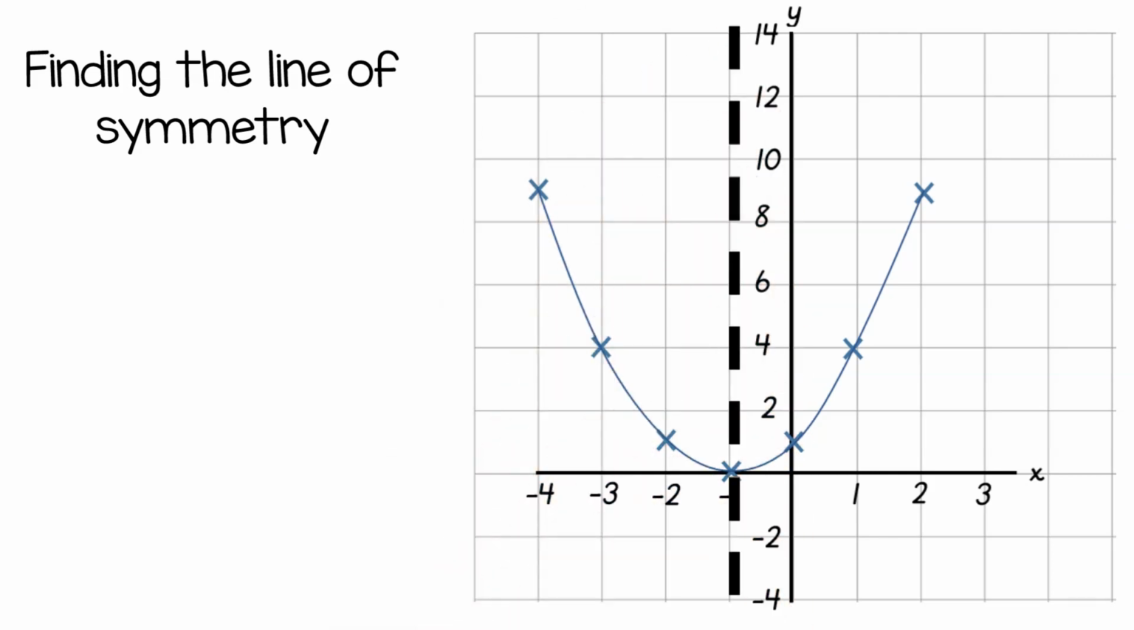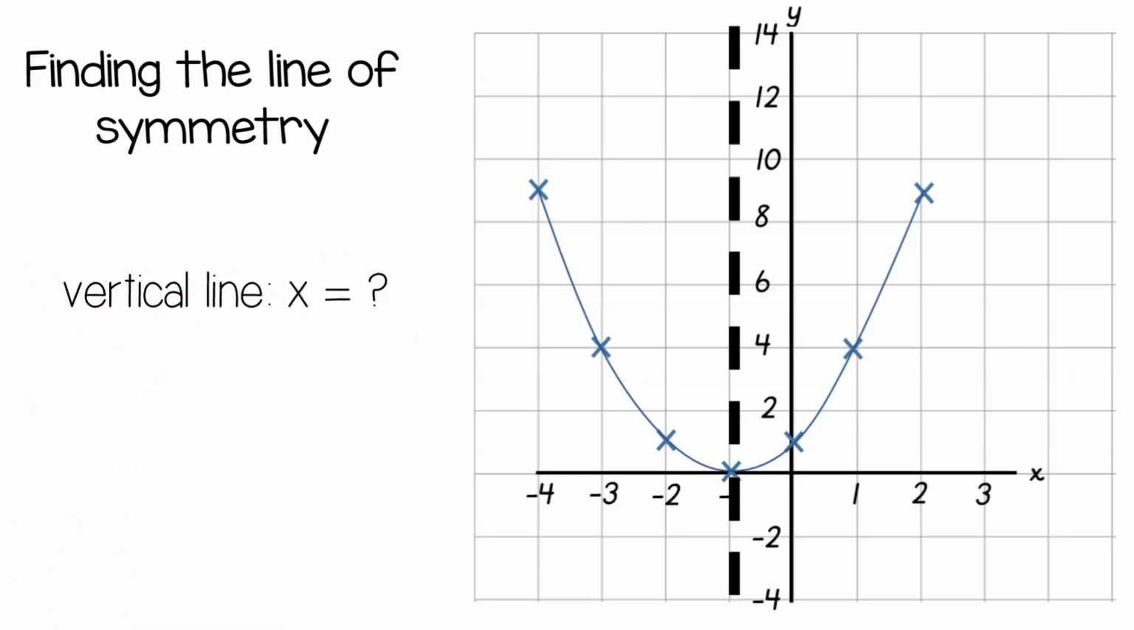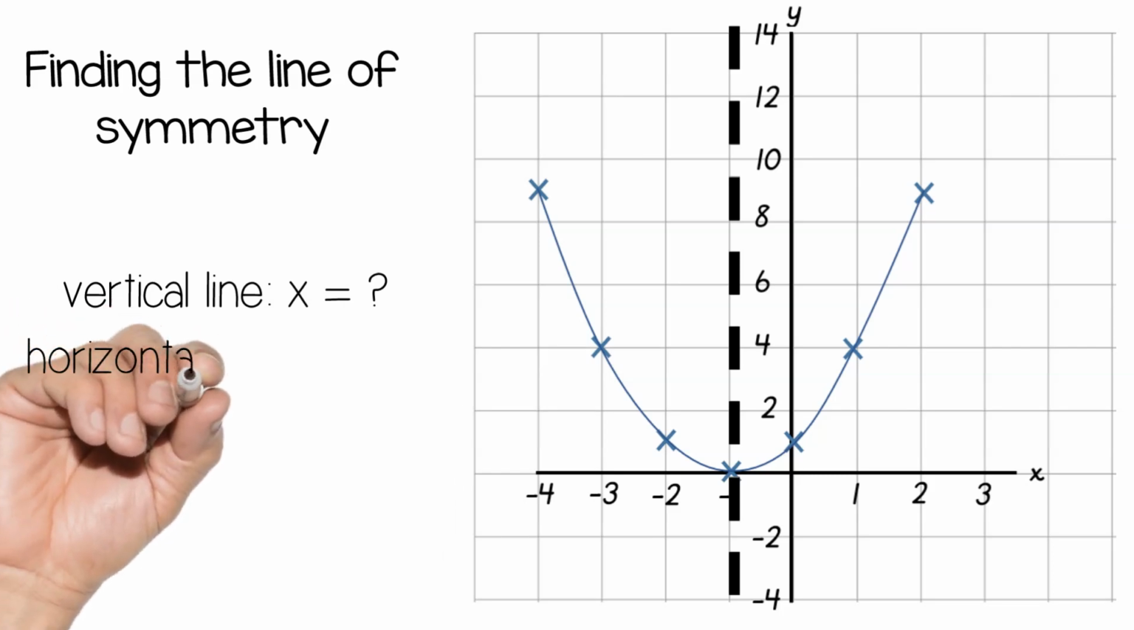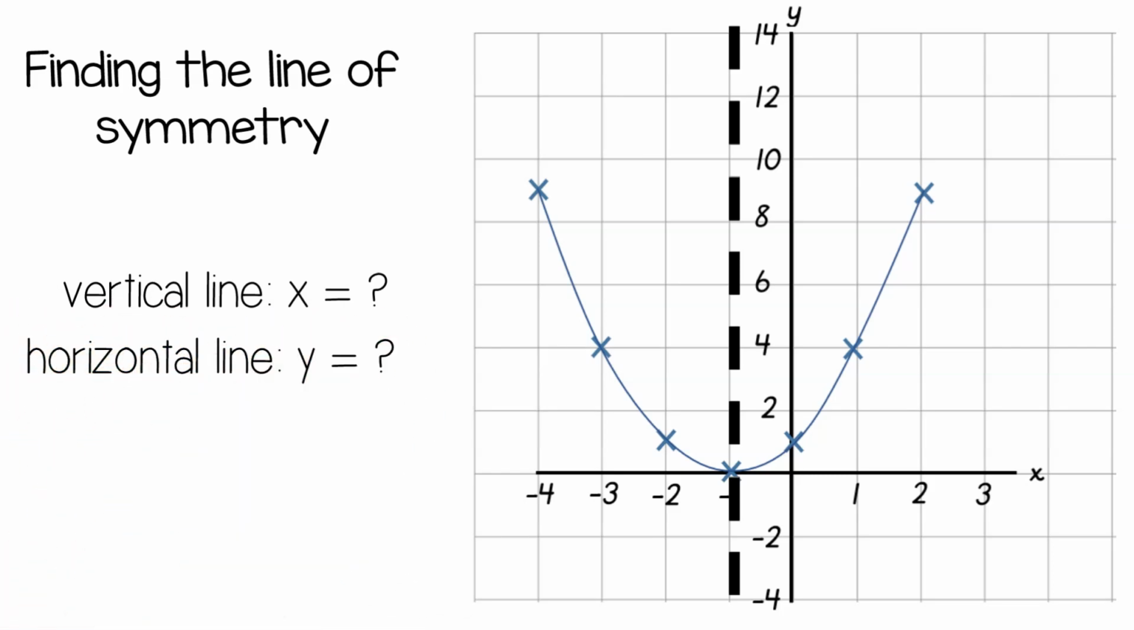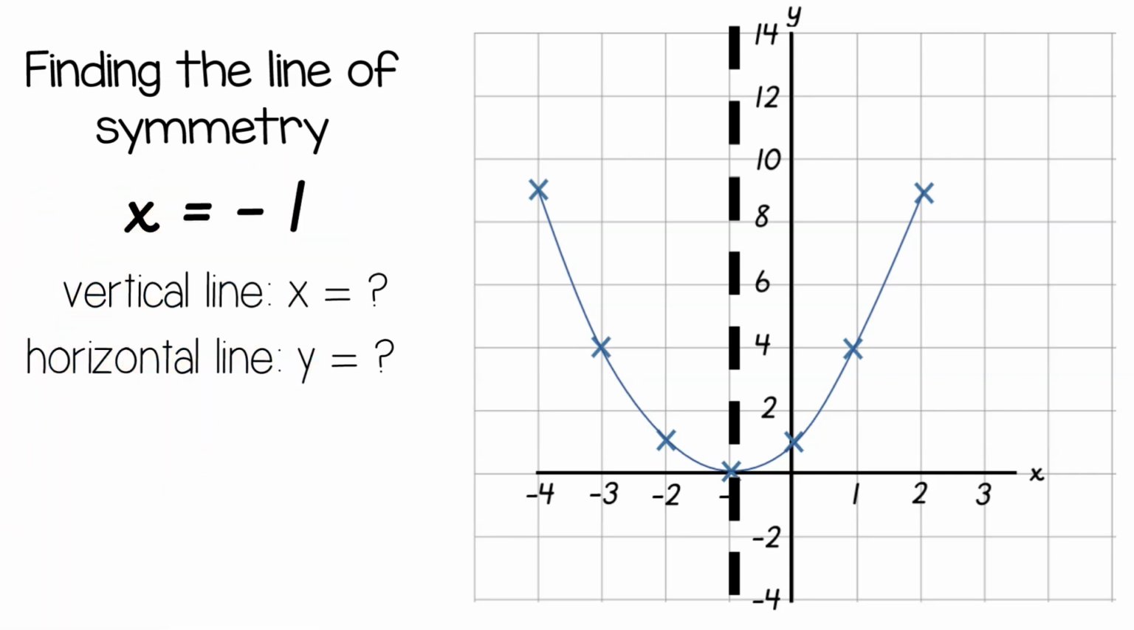Now, a couple of points. The vertical line means x equals a value, and a horizontal line means that y equals something. So in this situation, we have a vertical line going through the point x equals minus 1, so our straight line is x equals minus 1.